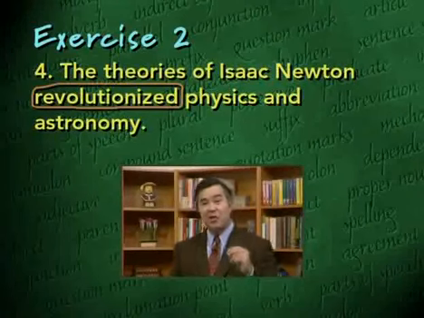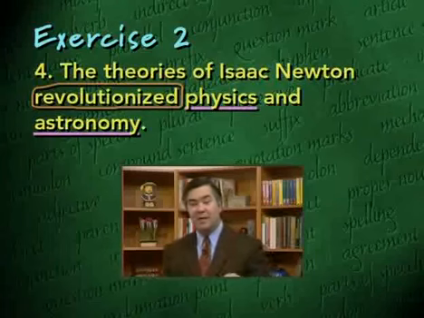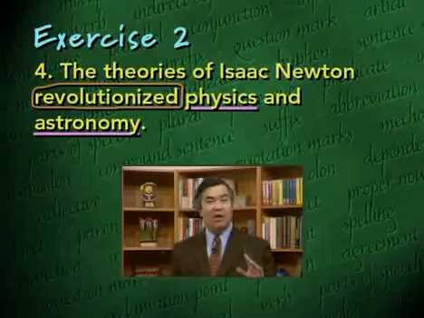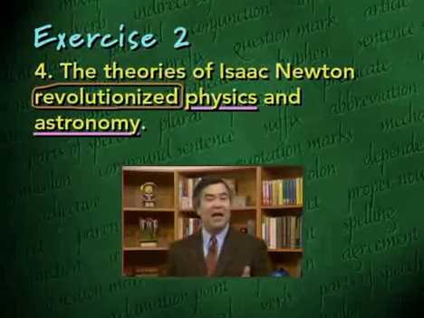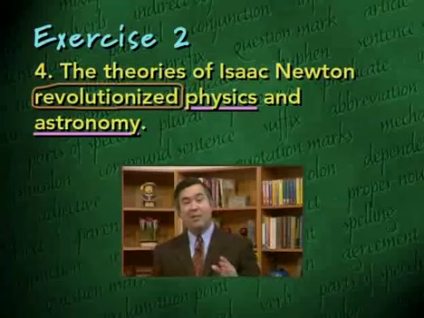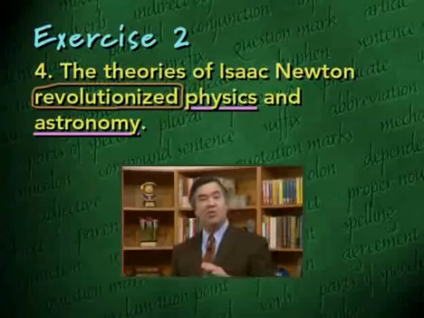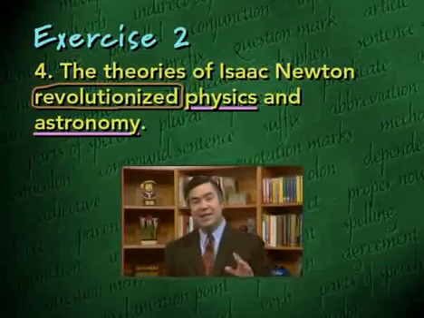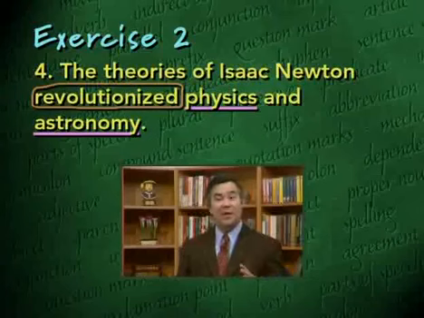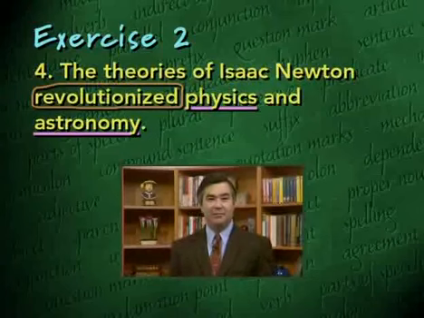Well, in this case, there are two things that were revolutionized: physics and astronomy. So both of those words are part of the direct object of the verb revolutionize. So we have, in this sentence, a compound direct object. Remember, a direct object can include two or more things, joined usually by a coordinating conjunction, like and. So in this sentence, there are two direct objects joined by the word and: physics and astronomy.